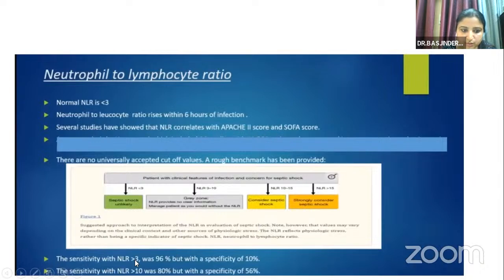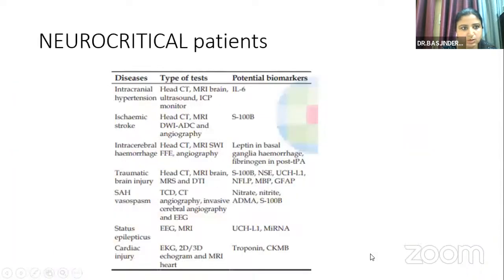The sensitivity when the neutrophil lymphocyte ratio is more than 3 was 96% with specificity of only 10%. But as the ratio increases, the sensitivity and specificity both increase. So till here we have covered in general the biomarkers and the biomarkers in septic shock.